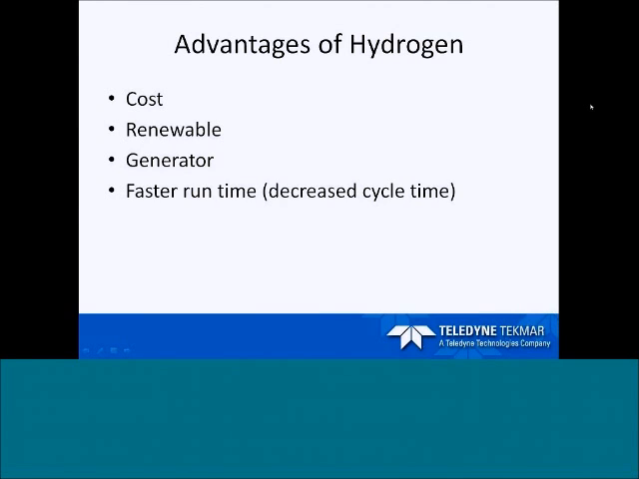The generators usually can pay for themselves within 1 to 2 years, but can last 5 to 7 years. And because it comes from water, it's a renewable resource. And also, like I said from the Van Deemter plot, it has a faster runtime.